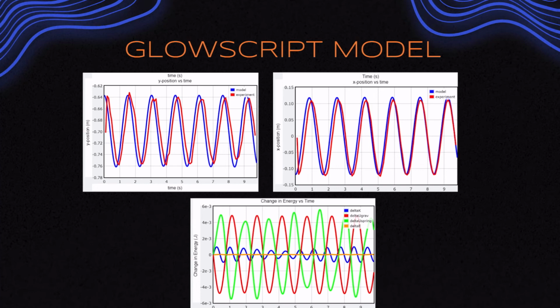And the total energy is always equal to 0. This is because there's no work being done. Work is equal to 0. And then we look at the time y position and x position graphs, and we see the model is pretty close to the experimental. There are a couple reasons for this discrepancy. It could just be human error or outside forces acting that we aren't aware of, but it's very close.